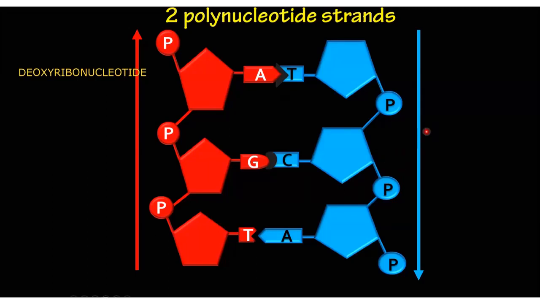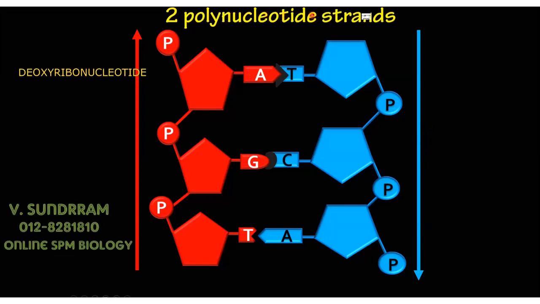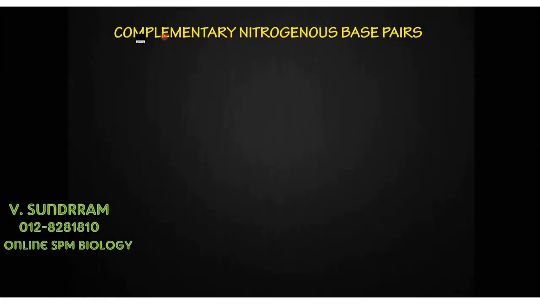Many of you are already giving me the name. The two polynucleotide strands are arranged anti-parallel. This is what we mean by anti-parallel. So these two strands are held together. What is holding them together? What will make sure these two do not separate? Between adenine and thymine, between guanine and cytosine, we call this nitrogenous base pair. Between nitrogenous base pairs, they form hydrogen bonds. We call this complementary nitrogenous base pairing.